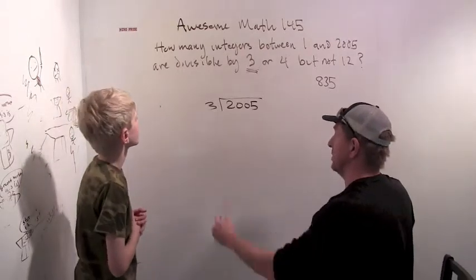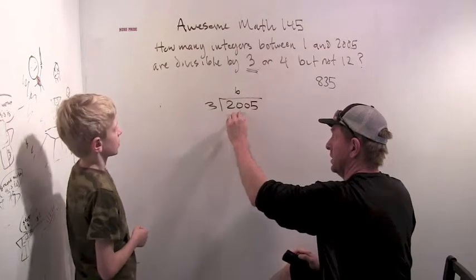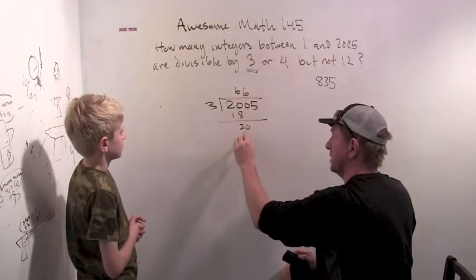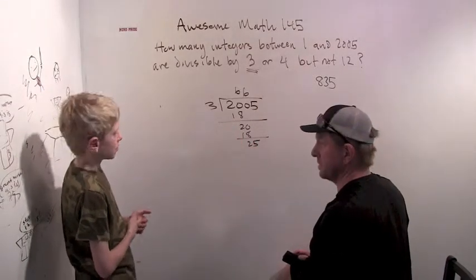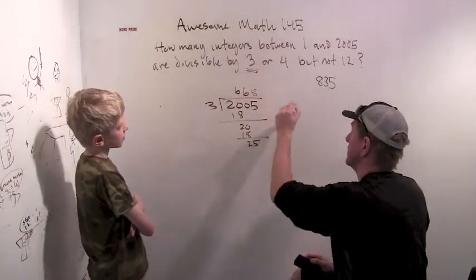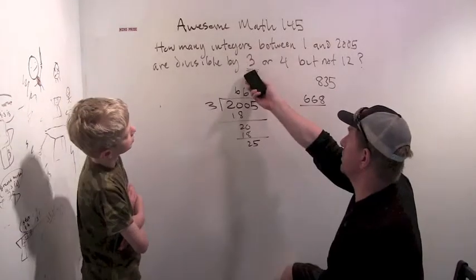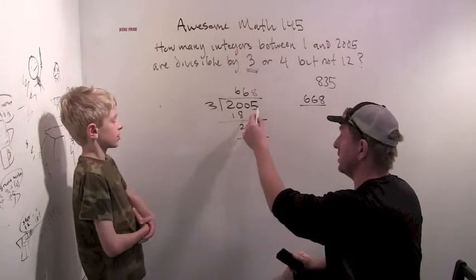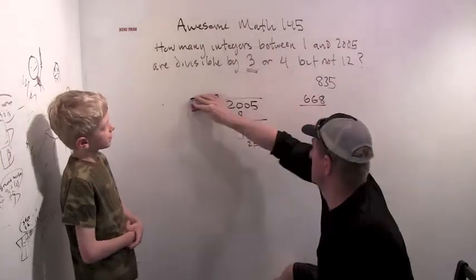Okay, so I get, let's see, 600, 18, 6. 3 goes into 25, that would be 8. So I get 668. There's 668 multiples of 3 less than 2005. There's a remainder of 1, but that's okay. Now I'll do the same thing dividing by 4.